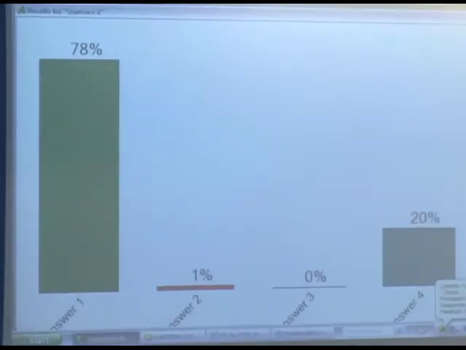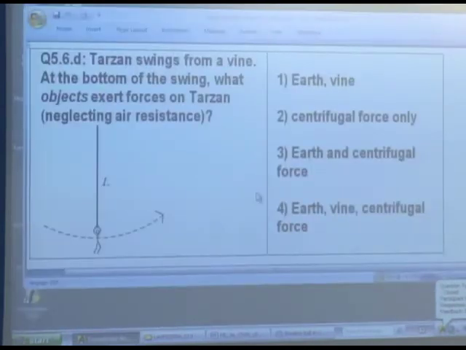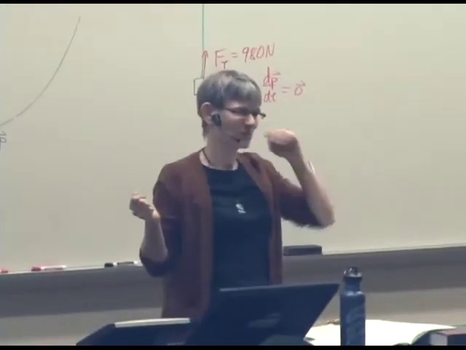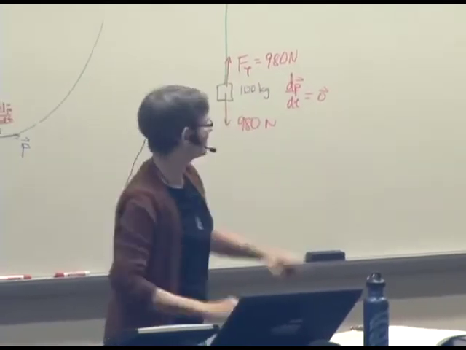Okay, so if you said for, you didn't read the question very carefully. Is centrifugal force an object? No. Remember, our procedure, forces have to be due to objects.